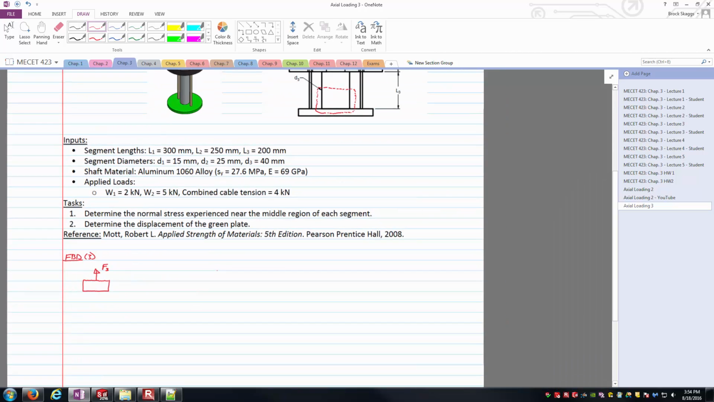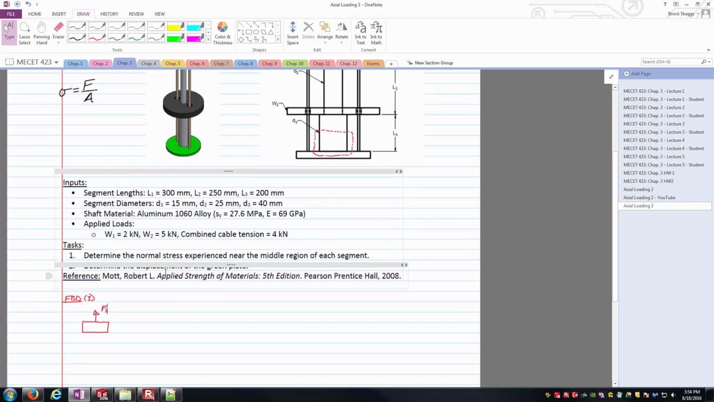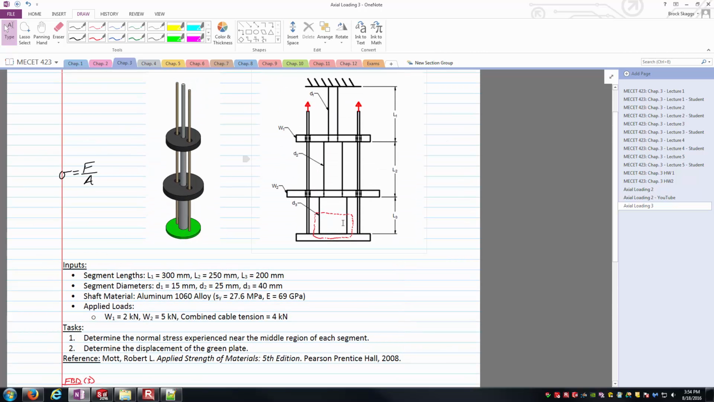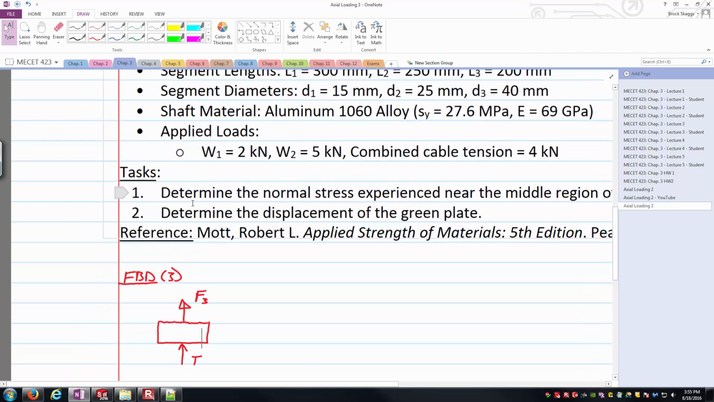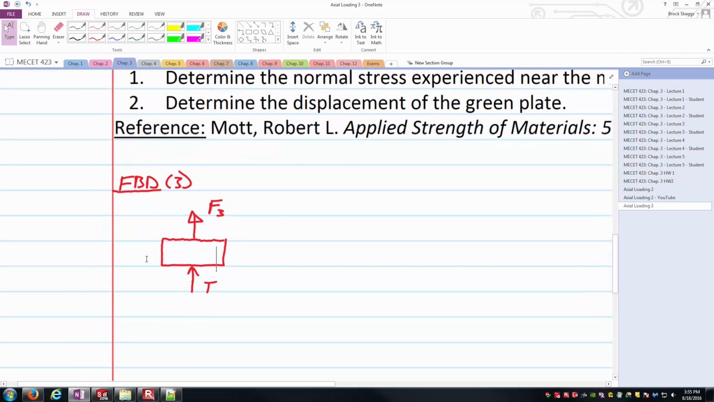Well, are there any externally applied loads to that section? If I look up here, I'm hoping you're saying yes, because here I've got these cables. Notice they go through holes in each of the black weights here. They're attached to the green plate. We're assuming that's going to be rigid. Well, the green plate's basically going to be pushing upward on the bottom section here. And so that upward force associated with the contact between the green plate and the bottom of my step shaft, I'm going to call T because it's through the tension in the cables. And that T value we said was 4 kilonewtons total.